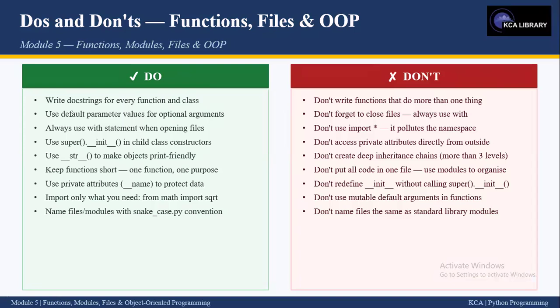Keep functions short and focused. Protect data with private attributes and import only what you need. Avoid writing functions that perform more than one task. Don'ts: forgetting to close files, using import * which pollutes the namespace, accessing private attributes from outside the class, creating deep inheritance chains of more than 3 levels, placing all code in a single file, and using mutable default arguments such as a list in function definitions.